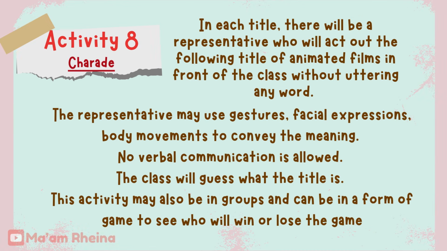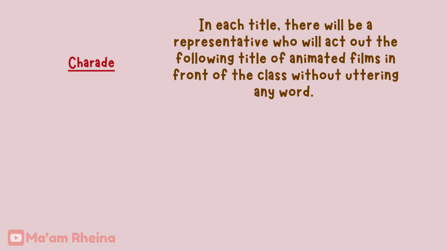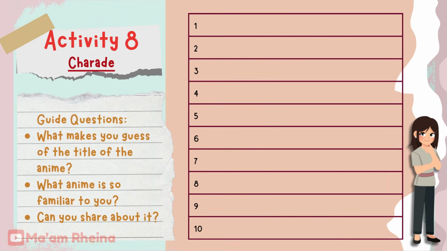Now, let's have some fun with our next activity. Each group will choose a representative to act out the title of an animated film without saying a single word. Your representative can use gestures, facial expressions, and body movements to show what the movie title is. Remember, no talking aloud. The rest of the class will try to guess the title based on the performance. This activity can be done in groups, and it can also be a friendly competition to see which group guesses the most titles correctly. So, get ready to present and show your creativity in front of your classmates.